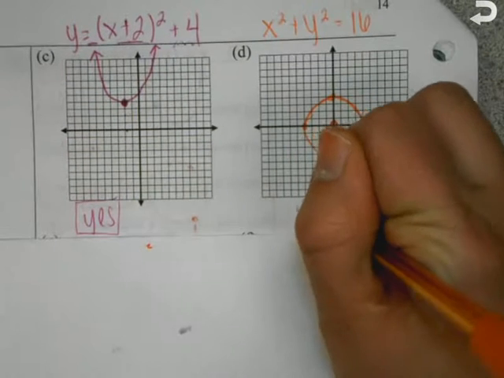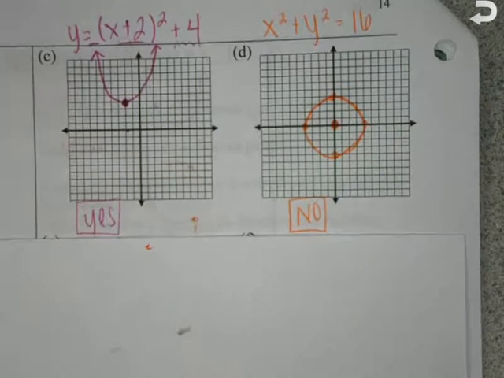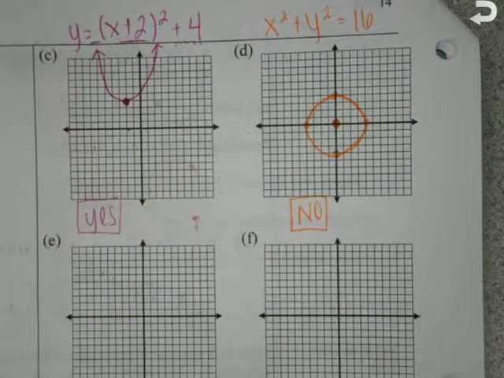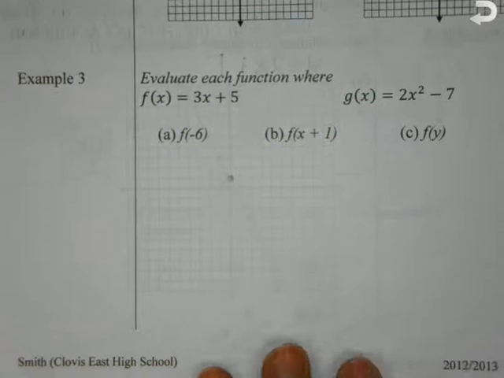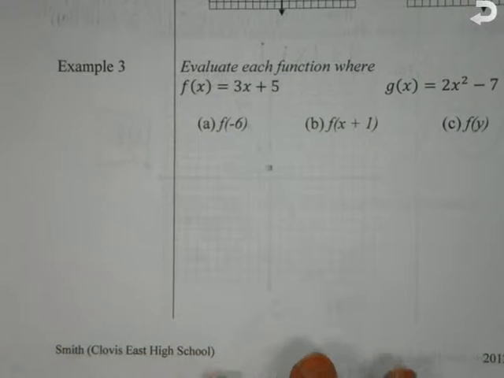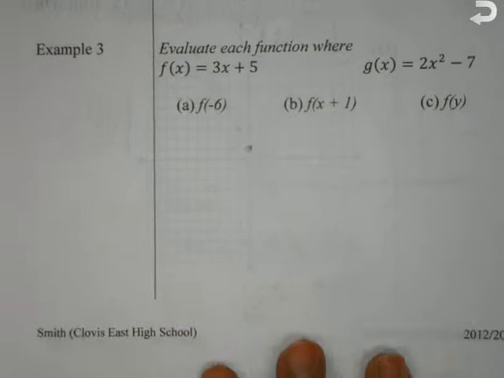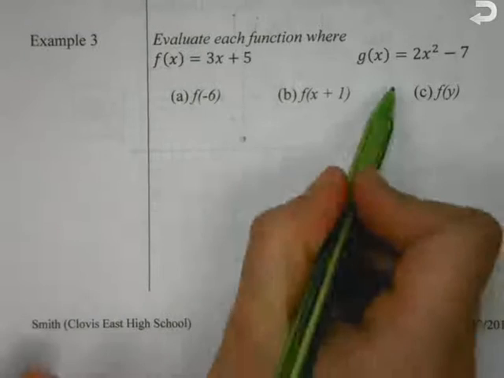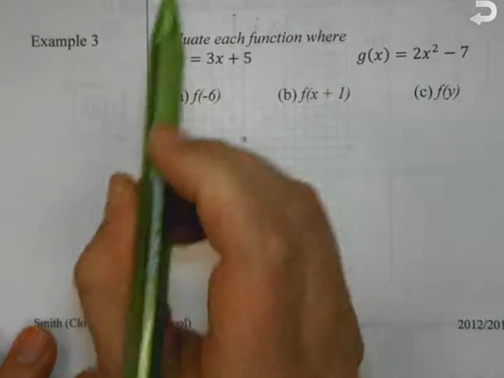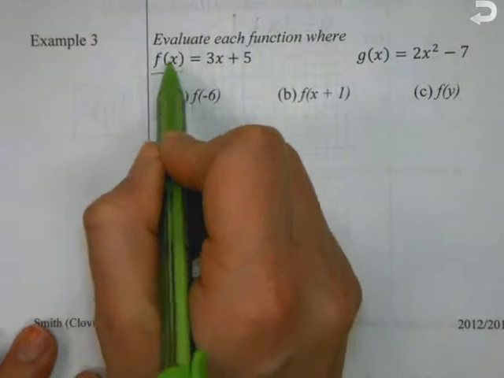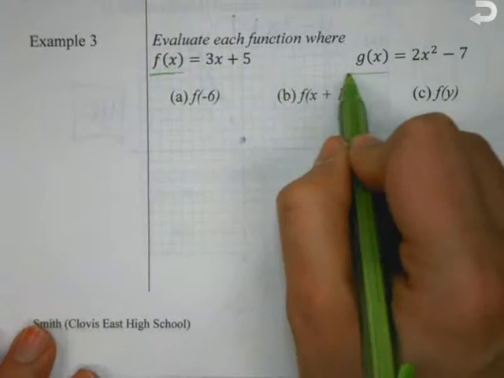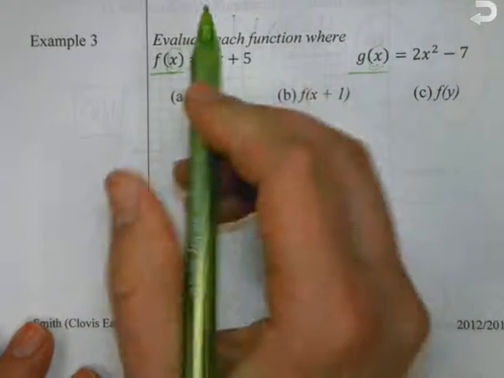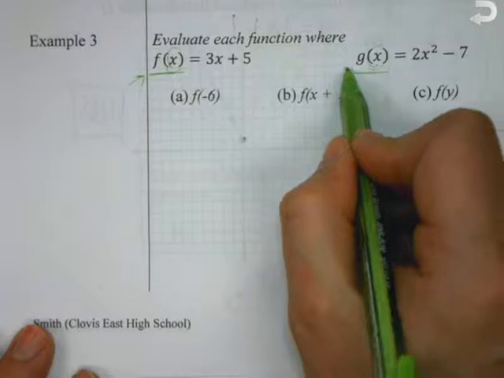Okay, so now that we're done with the graph, I'm going to actually be giving you functions, and what you're going to have to do is determine or evaluate for a given value. So we're going to be working with 2 functions, f of x and g of x. Each of these are functions because it is given as f parentheses your variable and g parentheses your variable. The letter in front of the parentheses does not matter. Typically we start with f and then we go g, h, and so on.